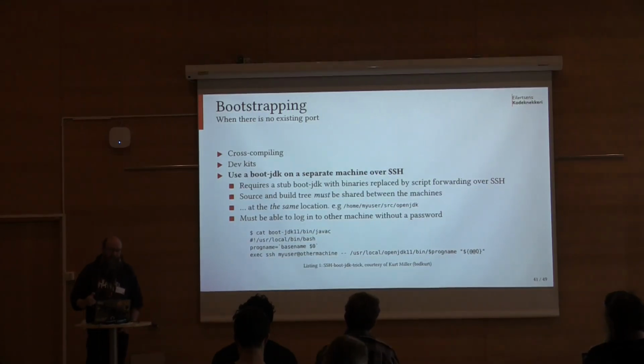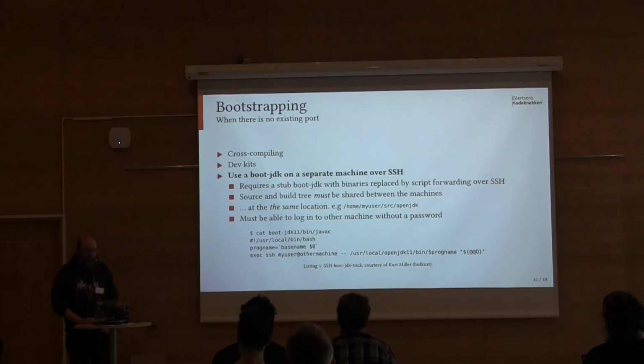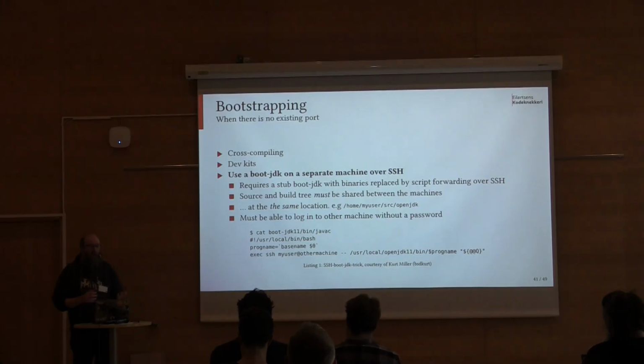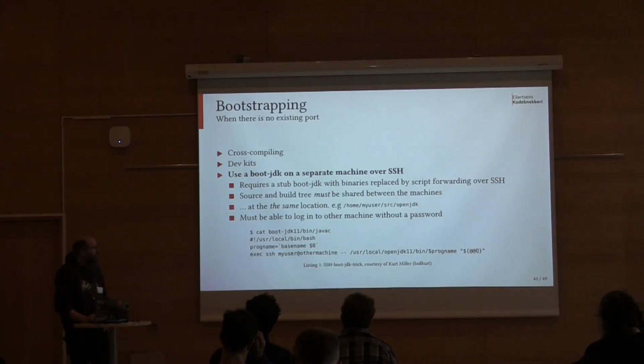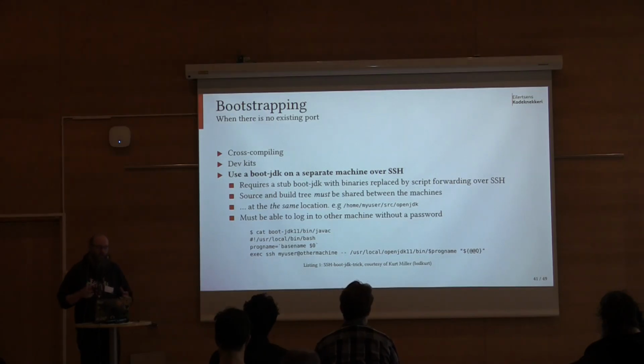The method has been used successfully on BSDs before. It's a secret trick that I don't know who came up with, but I think Kurt Miller was quite instrumental in it. What this means is we create a stub JDK that is essentially just some of the important JDK binaries, but we replace the binaries with a simple shell that forwards the connection over SSH, like seen in the example here. It's dirty, but it works because the only goal of the JDK or the Java is to produce the class files, and the class files are architecture independent, so they can be used on the target machine.